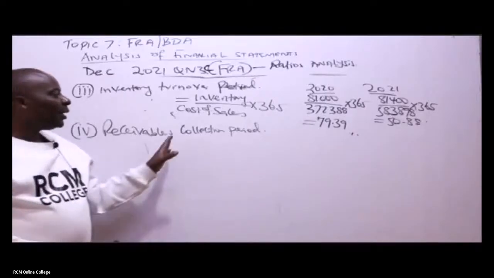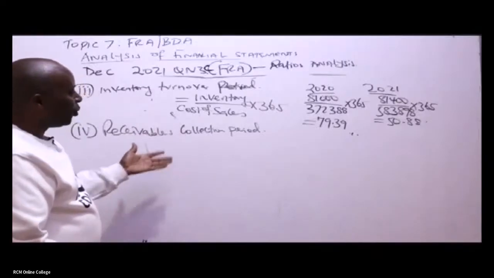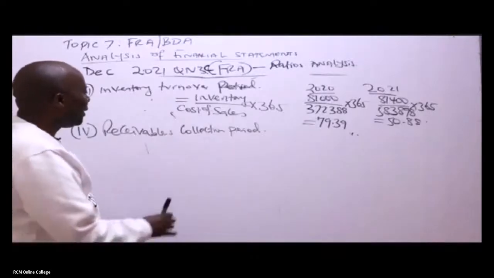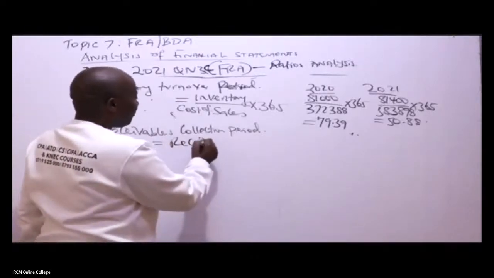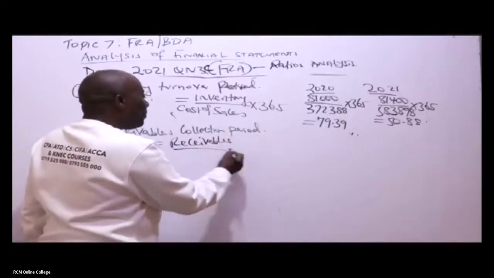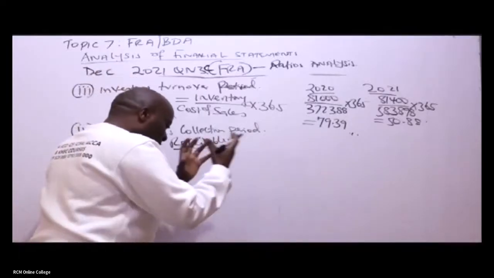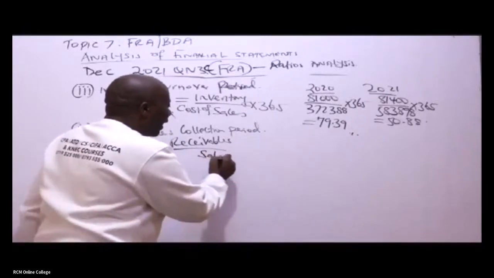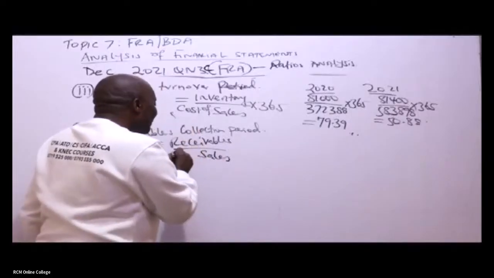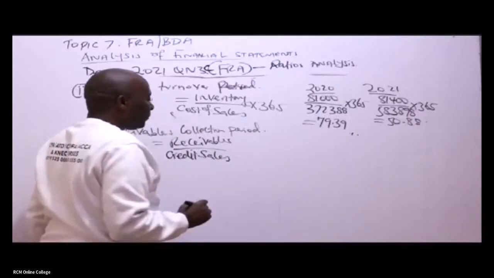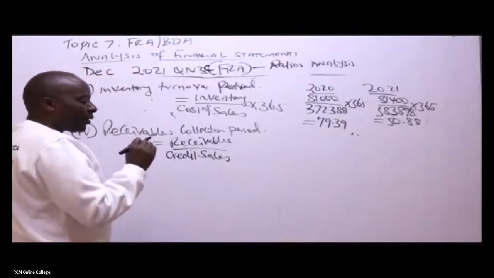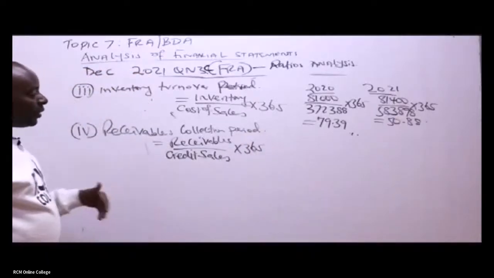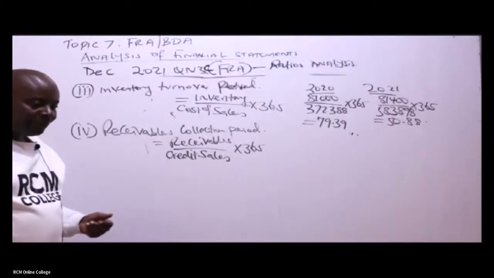Ladies and gentlemen, this one is very close to the inventory period. They are very similar. So here, I will take receivables, what I expect to receive. But remember, what I expect to receive is a function of sales. So I can't divide by cost, it will be sales. To be precise, it is the credit sales, times 365 days. This will become clearer as we progress.